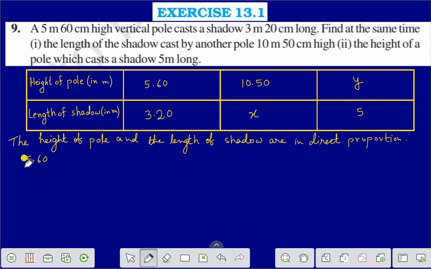5.60 divided by 3.20 is equal to 10.50 divided by x, or we can find the value of x as x is equal to 10.50 into 3.20 divided by 5.60.